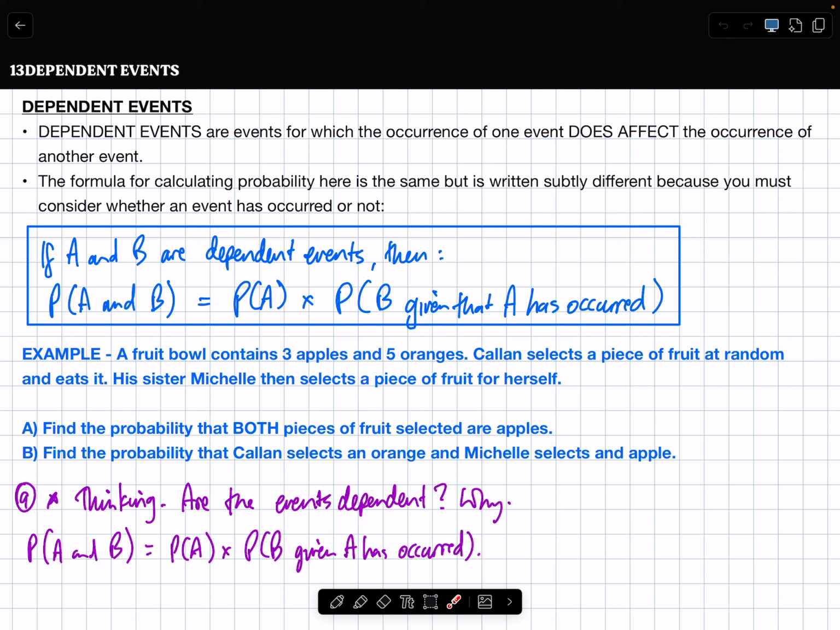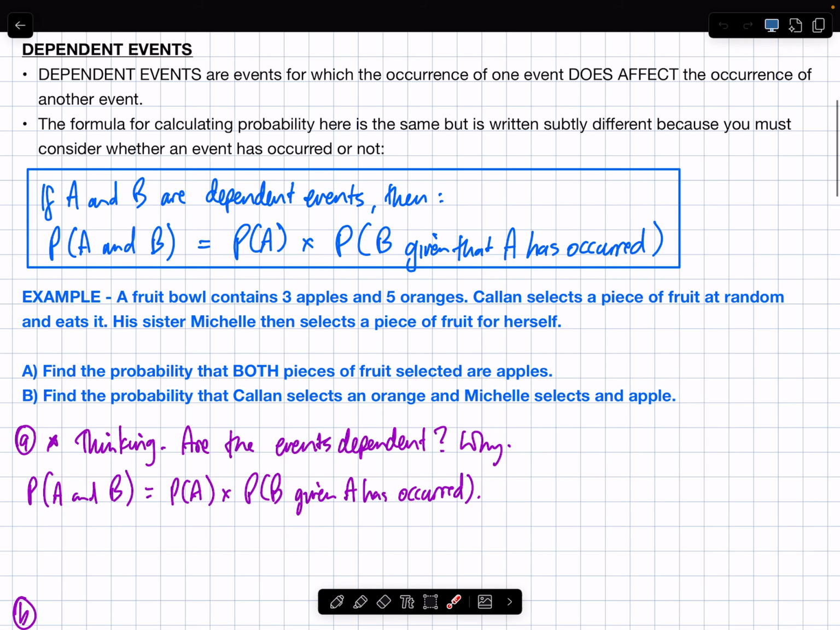So if A and B are dependent events, then the probability of A and B occurring is equal to the probability of A times the probability of B, given that A has occurred. So it's the same formula, but you're acknowledging that A must have occurred because A and B have effects on each other. So get that formula down, please. And we'll do 2 examples. Very short lesson. All you're answering is 1, 3, 5, 7.